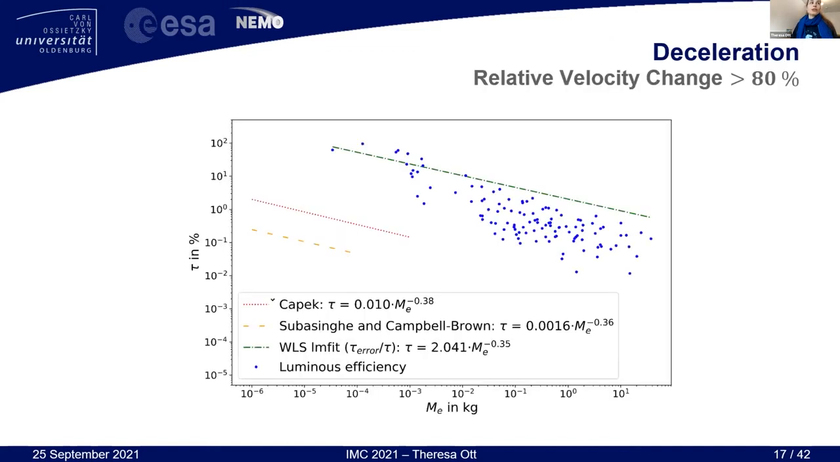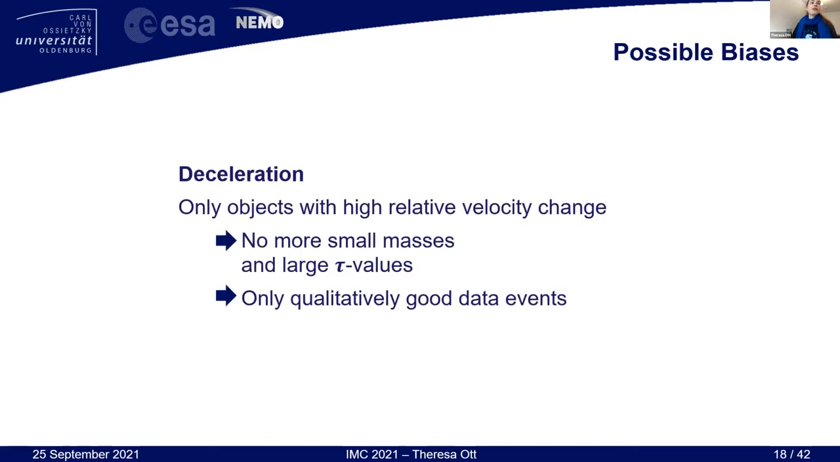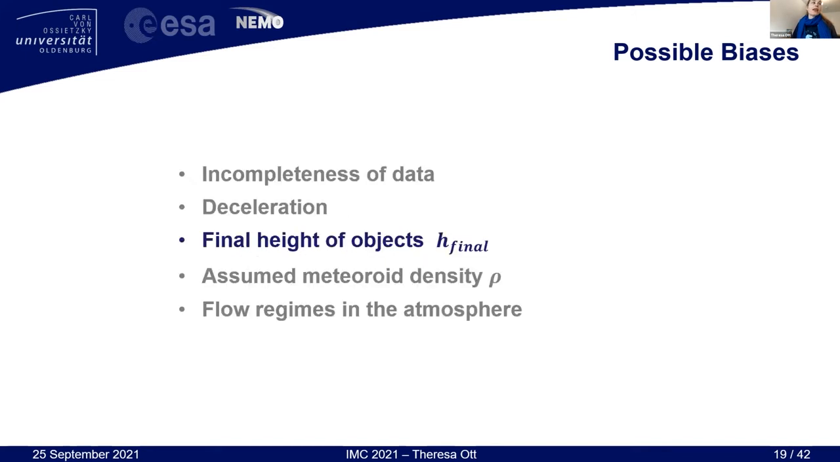Let's have a look at the deceleration data, which plays a little bit of a role in this too, because if we have longer light curves recorded, we can have a longer look at the deceleration. If the deceleration is larger, it's easier to calculate our results, and we had a look at relative velocity changes of over 80%. So only these events remain. And we find that if we have only these high velocity change objects, a lot of the small masses and these large unrealistic tau values disappear. And we only have qualitatively good data events, we think.